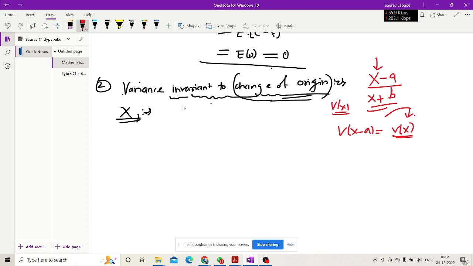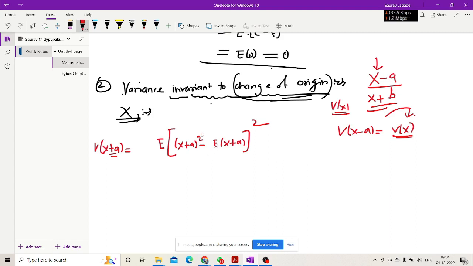Now let's try to prove this. So suppose I am considering the variance of x plus a. Okay, again just use the formula. What is my formula? So that will be expectation of this square, so that is x plus a square minus what? Expectation of this, square. So expectation of x plus a bracket square. That is the formula. Okay.